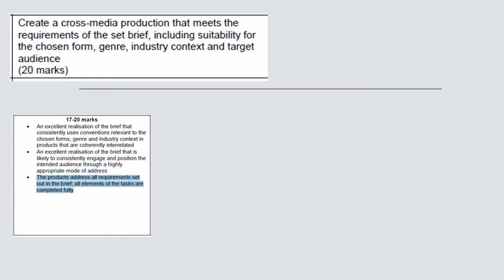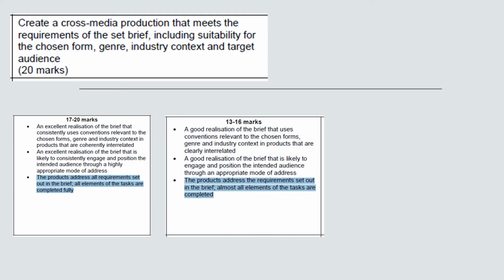I've highlighted the most important part for today, that indeed your product does address all requirements set out by the brief, that is all the bullet points you saw on the previous screen. This is the criteria for the B grade or low A, and again you can see three bullet points they're looking for: good realization of the brief is likely to engage and position an intended audience, and products address almost all elements of the task laid out by the brief.